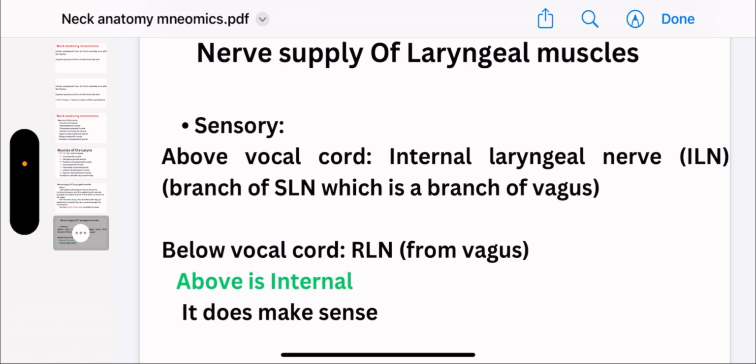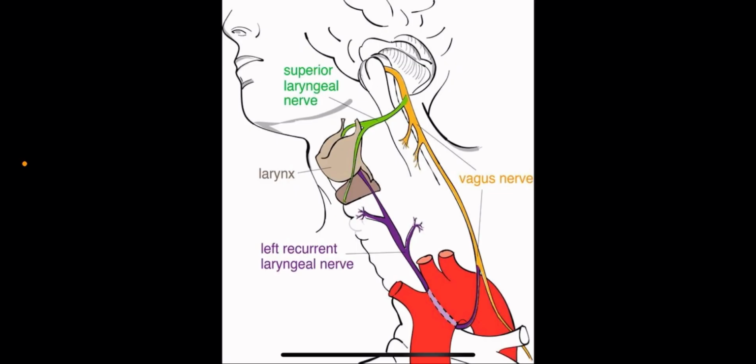How can you remember this? Above is internal. This will remind you that above the vocal cord is the internal laryngeal nerve, and below it is supposed to be the recurrent laryngeal nerve. And it does make sense anatomically.